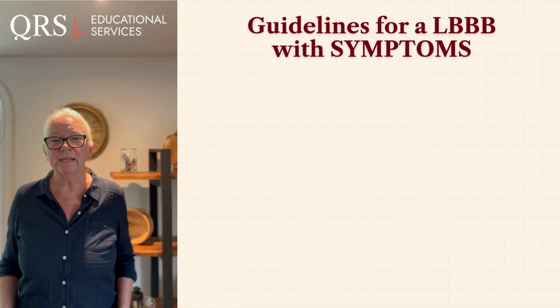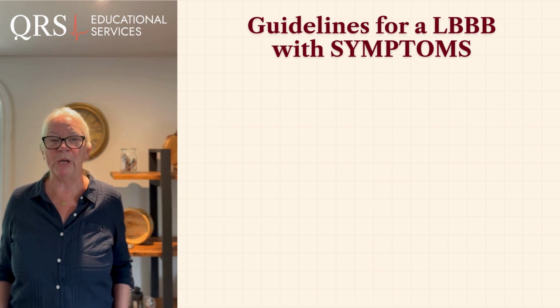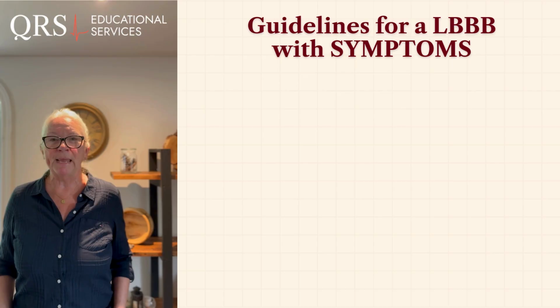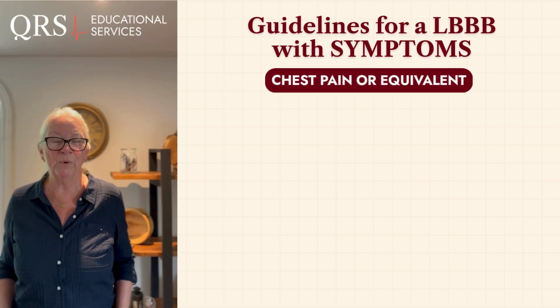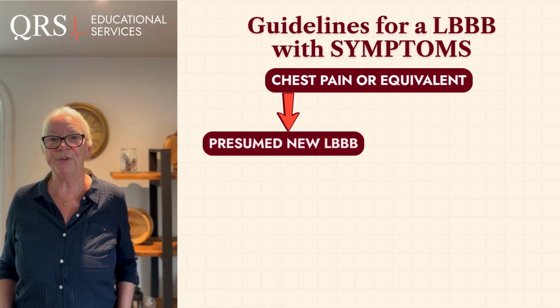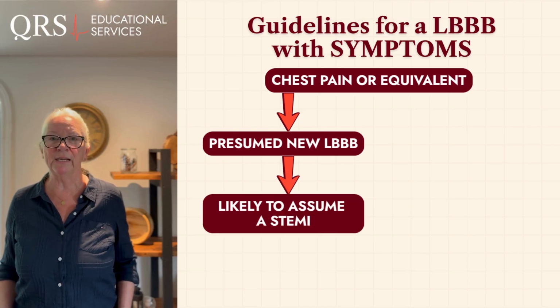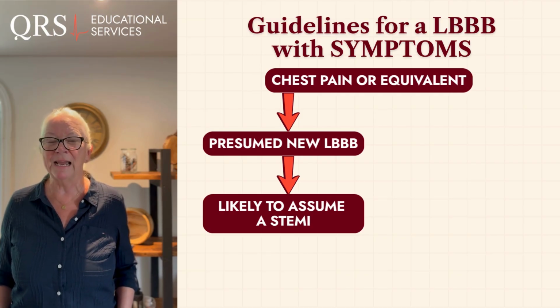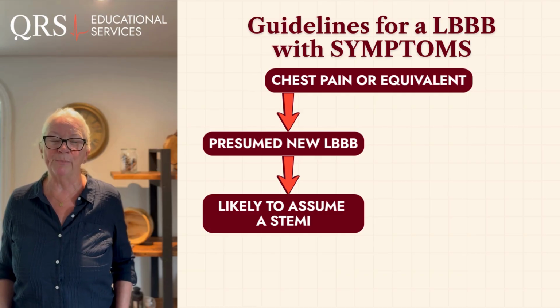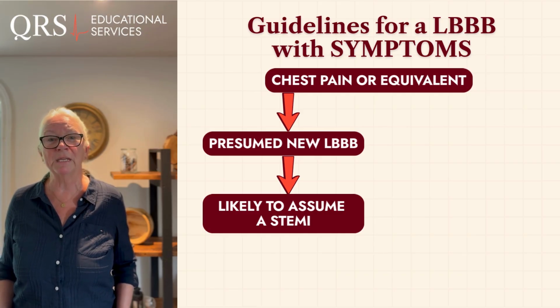So the current guidelines for management of a left bundle branch block is if the patient is having chest pain or equivalent, and we presume that this is a new left bundle branch block, we are more apt to initiate a code STEMI and at least consider the possibility of administering fibrinolytic therapy or getting them to the cath lab.